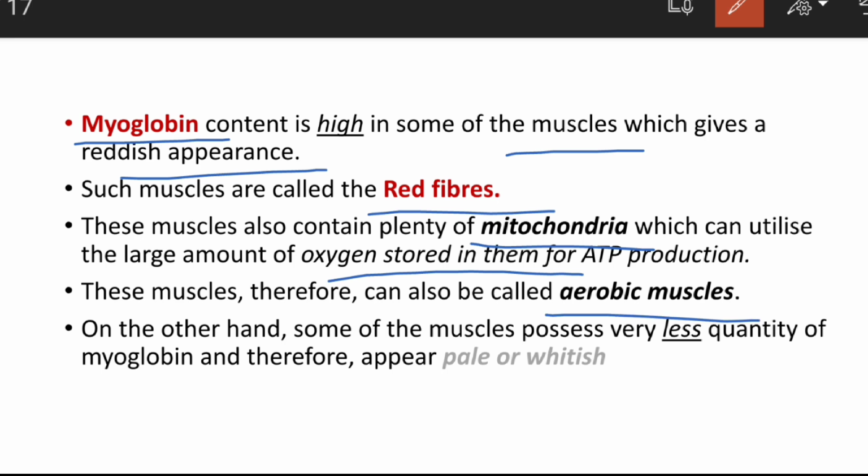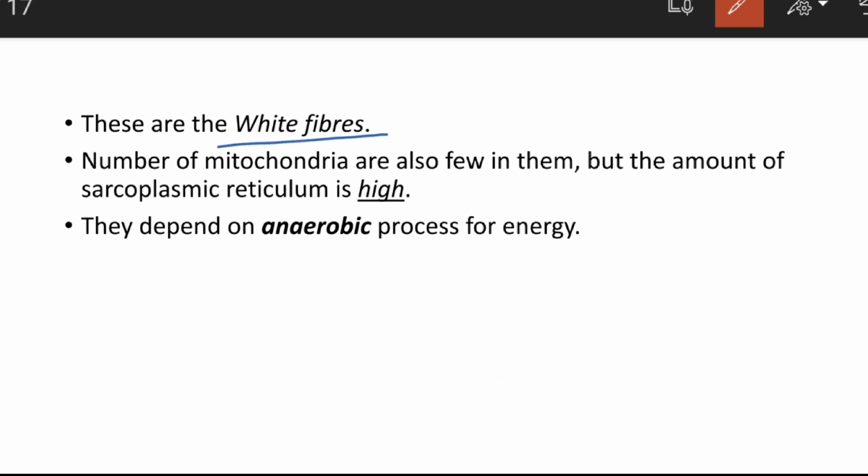On the other hand, there are some muscles which possess a very small quantity of myoglobin; these appear pale or whitish. These are called white fibers. The number of mitochondria is also few in them, but the amount of sarcoplasmic reticulum is high. So they depend on an anaerobic process for energy. Red fibers depend on the aerobic process, while white fibers depend on the anaerobic process for energy. White fibers contain fewer mitochondria. Red fibers contain more mitochondria.